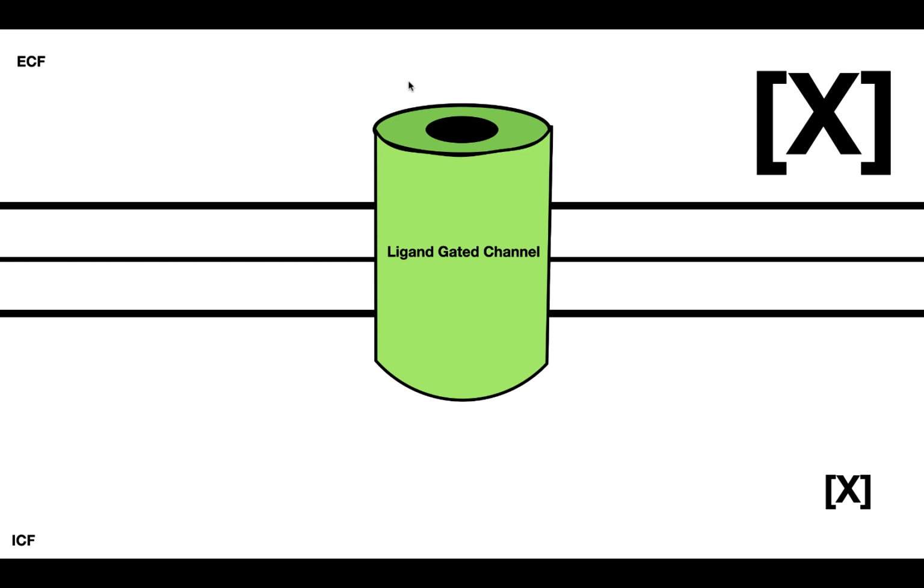The next mechanism is going to be the ligand-gated ion channel. Ligand-gated ion channels are channels that are gated by the binding of a ligand. So if a ligand binds to it, this causes the gate to open, allowing certain molecules to pass through it. So for this ligand-gated ion channel, let's just say we have a ligand that binds to it, and then this opens the channel, allowing X to move down its concentration gradient into the cell.